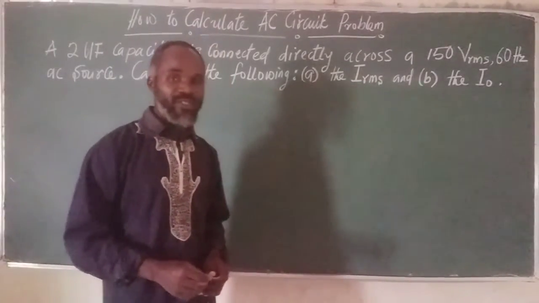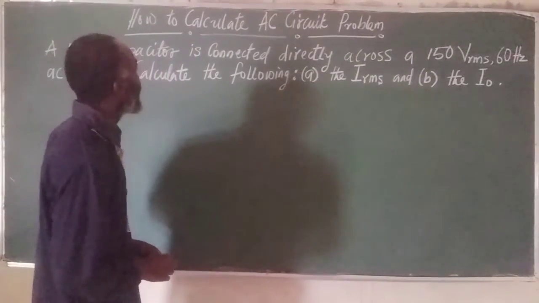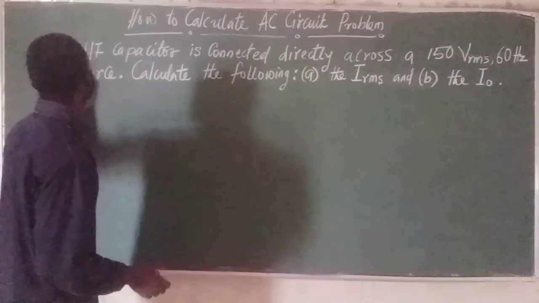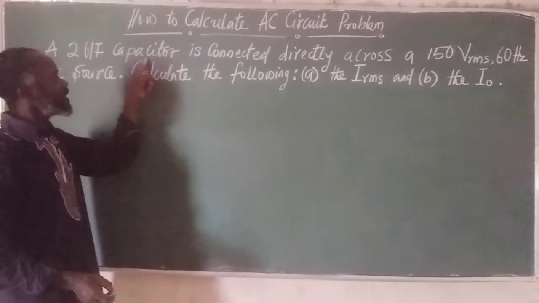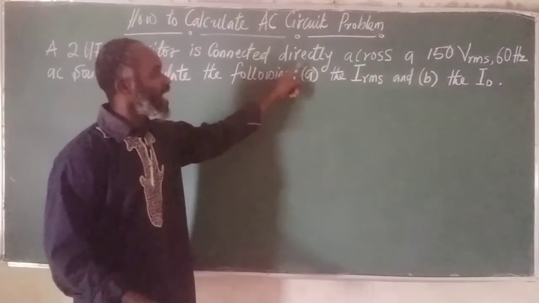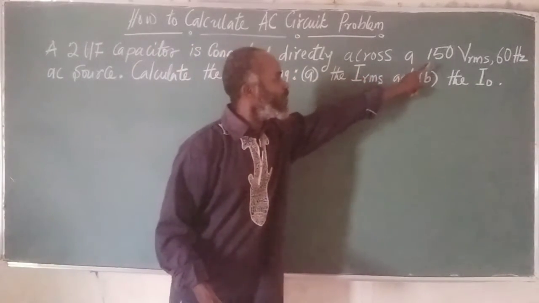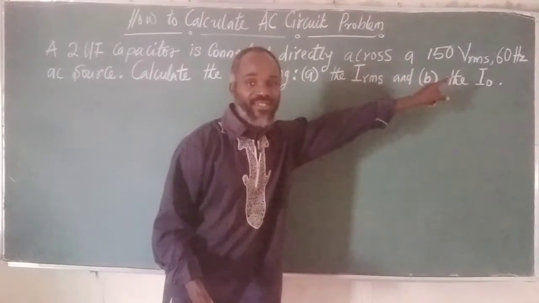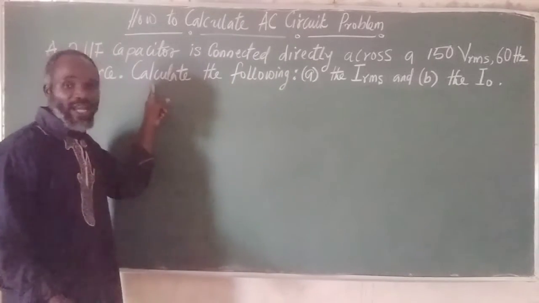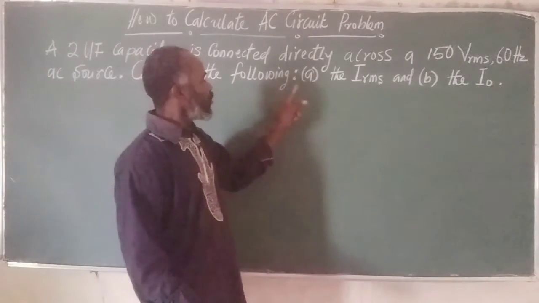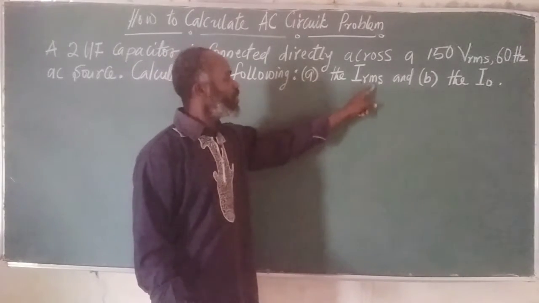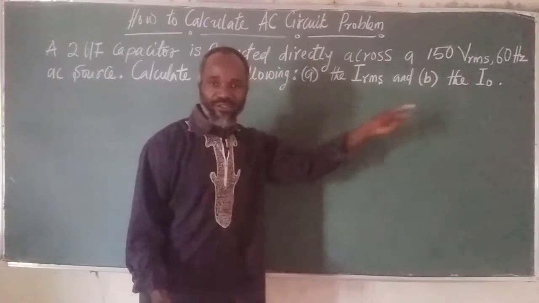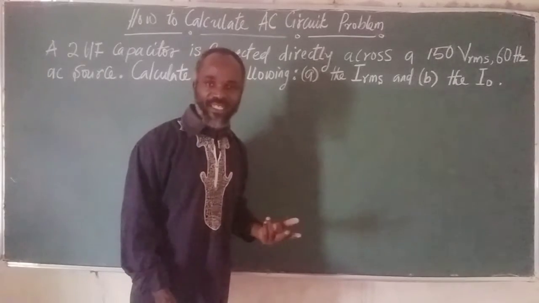The question on the board has to do with a problem associated with AC circuits. The question is: a 2 microfarad capacitor is connected directly across a 150 volt root mean square, 60 Hz AC source. Calculate the following quantities: A, the root mean square value of current, and then the peak value of the current, I naught. So we have two parameters to calculate.